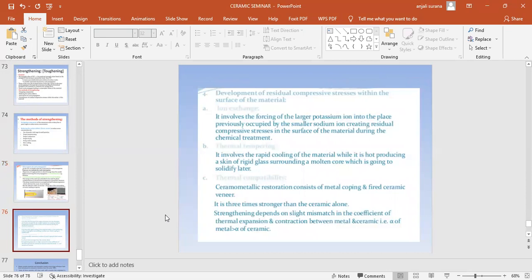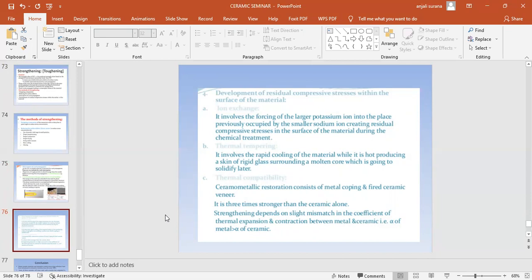Development of residual compressive stresses within the surface of the material. Ion exchange involves the forcing of the large potassium ion in the place of a previously occupied smaller sodium ion, creating residual compressive stresses in the surface of the material during chemical treatment. Next is thermal tempering. It involves rapid cooling of the material while it is hot, producing a skin of rigid glass surrounding a molten core, which is going to solidify later.